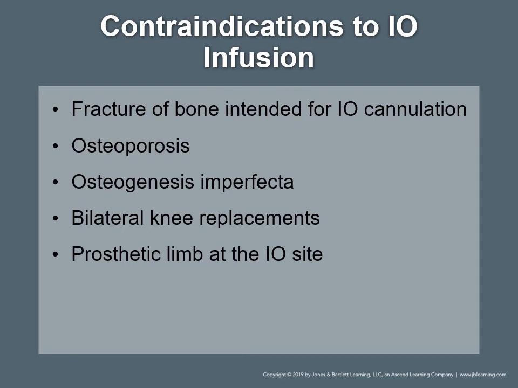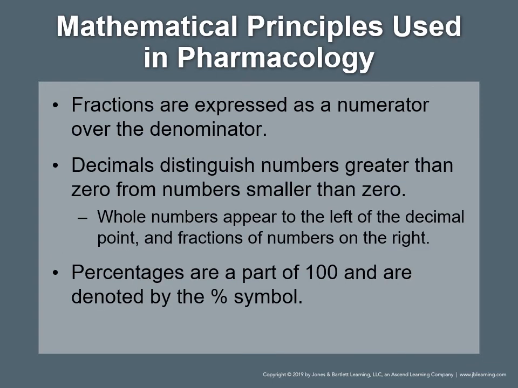Contraindications to IO infusion. If a functional IV line is available, IO cannulation is not indicated. Contraindications to IO cannulation and infusion include fracture of the bone intended for IO cannulation, osteoporosis, osteogenesis imperfecta, bilateral knee replacements, prosthetic limb at the IO sites. All right. You can't do an IO if they're amputee there.